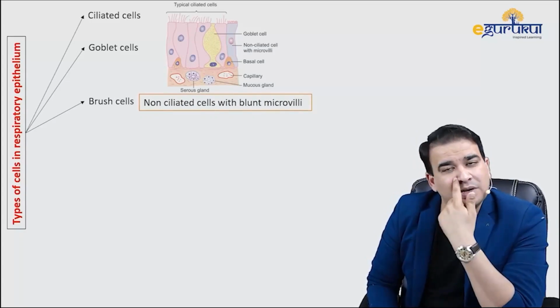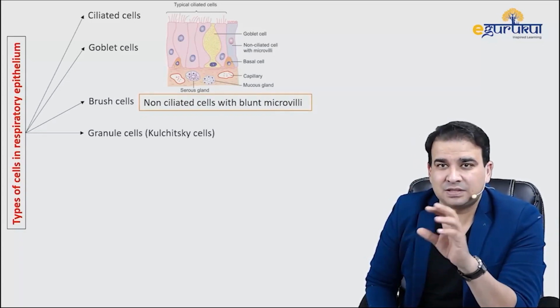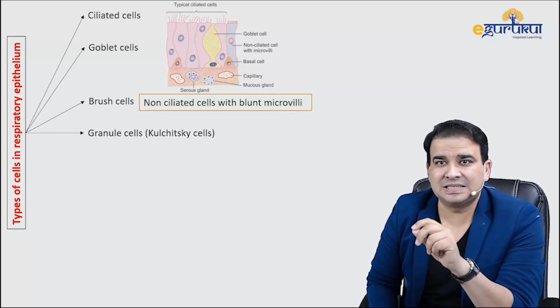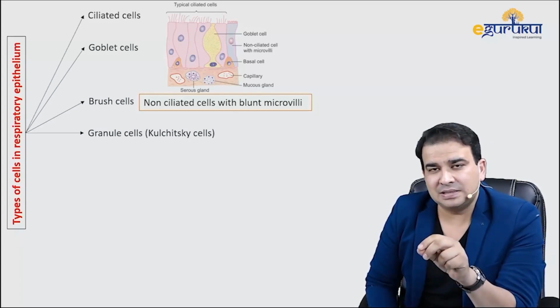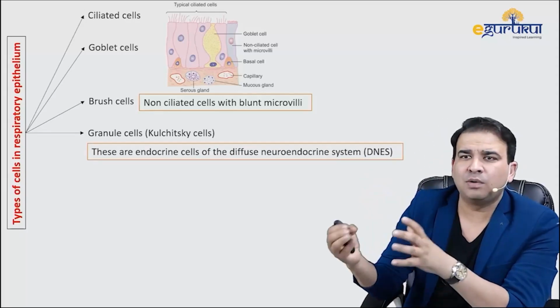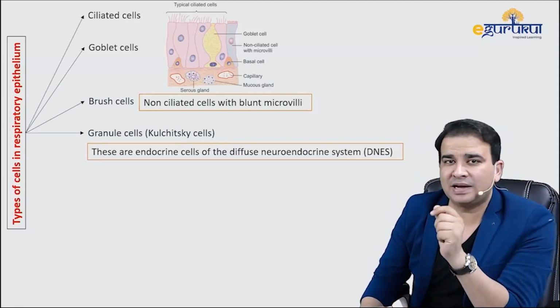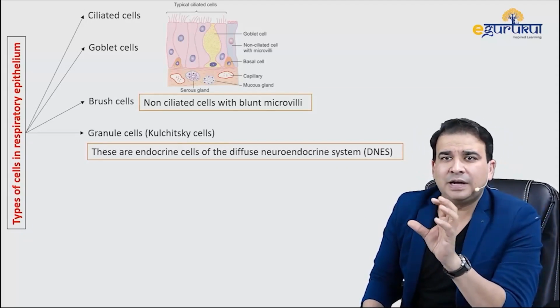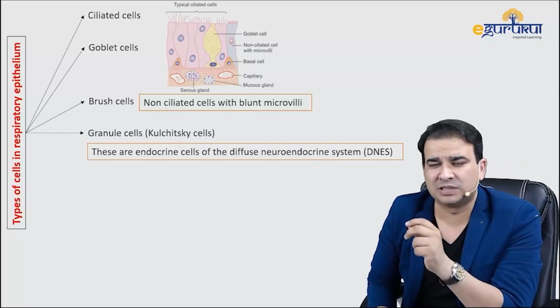Then we have these important cells called the granule cells, also called the Kulchitsky cells. That question is also asked once, the Kulchitsky cell or the granule cells. And these are the endocrine cells which are a part of a diffuse neuroendocrine network. We will talk about the diffuse neuroendocrine system when we talk about the histology of the endocrine glands. So just remember, we have the endocrine cells there which are called the Kulchitsky cell or simply the granule cell.